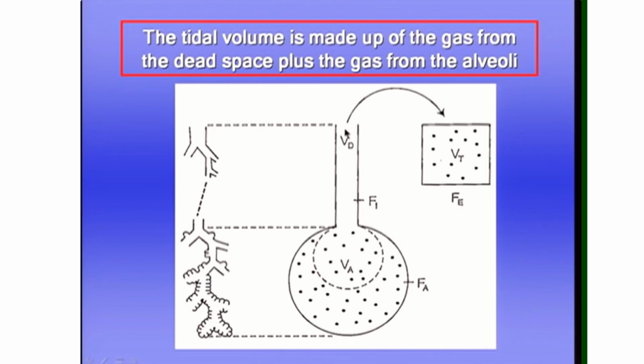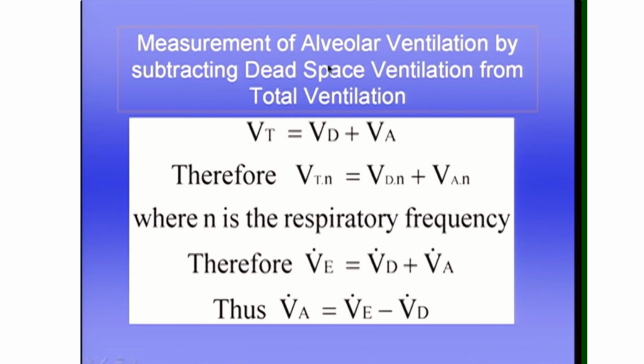And so we can say that the total ventilation is equal to the dead space ventilation plus the alveolar ventilation. And let's show how we can do that using symbols. And now tighten your seatbelt, because you haven't seen these symbols before, and initially they may be rather daunting, but they're not really. So what we're showing here is the way we can measure alveolar ventilation by subtracting the dead space ventilation from the total ventilation.